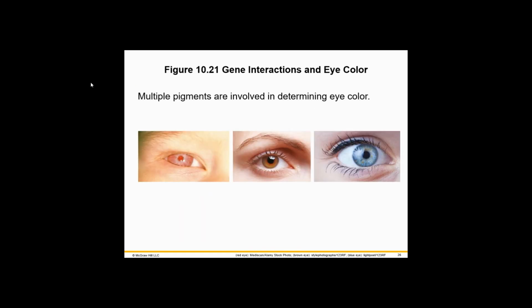Eye color is another example here, and multiple pigments are involved in determining eye color. Just because you have blue eyes, you may have a lot of different pigments in there than someone else with blue eyes. And so there are many, many different shades of blue eyes and brown eyes and green. And sometimes people with brown eyes have a little bit of green pigment in there too.